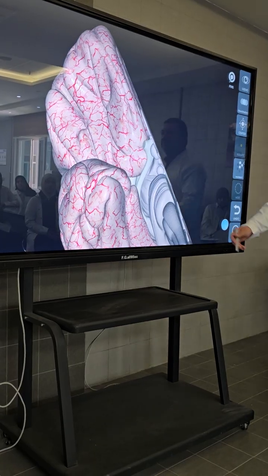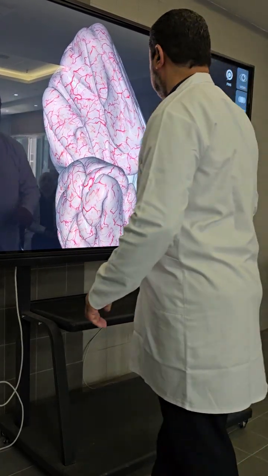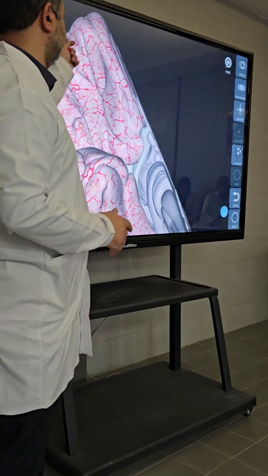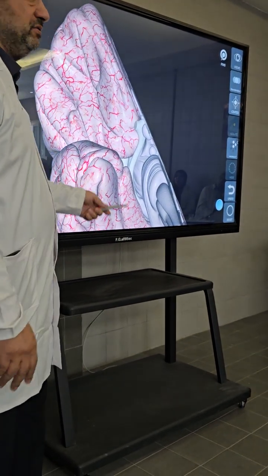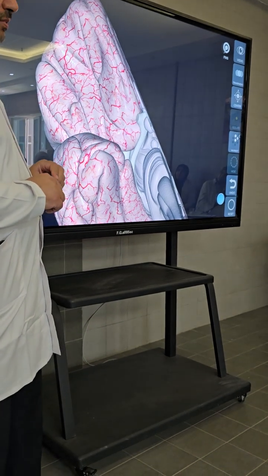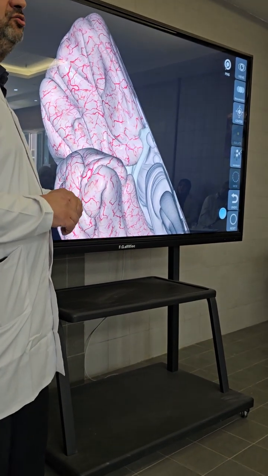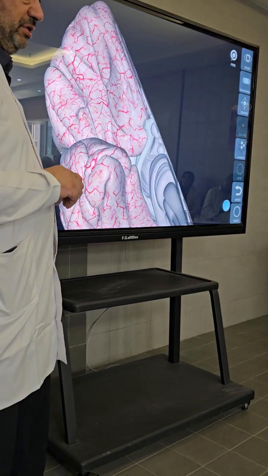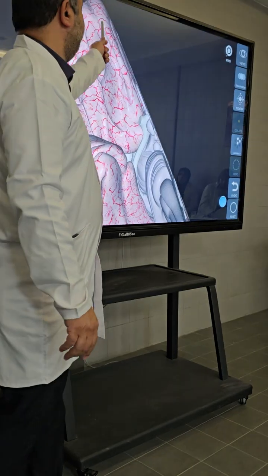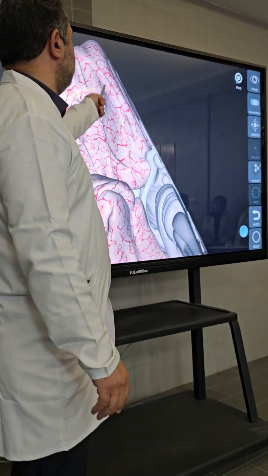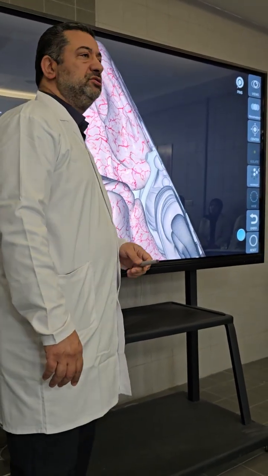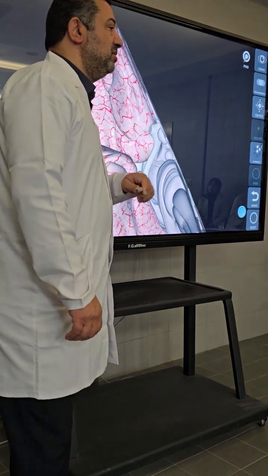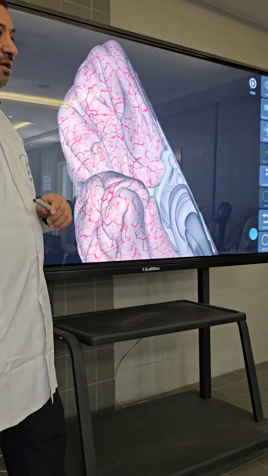Here is the inferior surface of the cerebral hemisphere. It is formed by two parts: the inferior surface of the frontal lobe, and the inferior surface of the temporal and occipital lobes. This posterior part is called the tentorial surface because it has a relationship with the tentorium cerebelli. In the inferior surface of the frontal lobe, there is a sulcus called the olfactory sulcus. The olfactory bulb and olfactory tract are located in this sulcus.